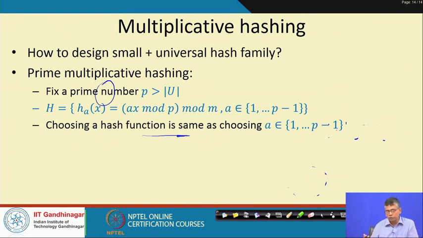So, now it is pretty clear that choosing a hash function at random is basically the same as choosing a number a in the range from 1 to p minus 1 at random. And this is what we will analyze: what happens when you create a hash function by choosing a number a from 1 to p minus 1 at random and calculating this value h_a of x. Do we get a universal hash family?